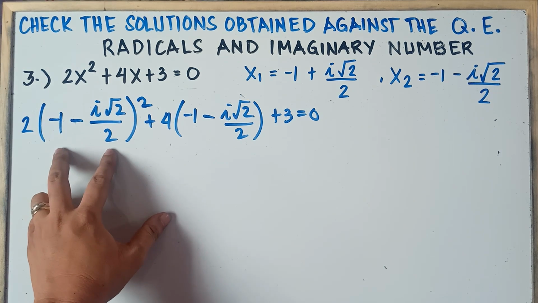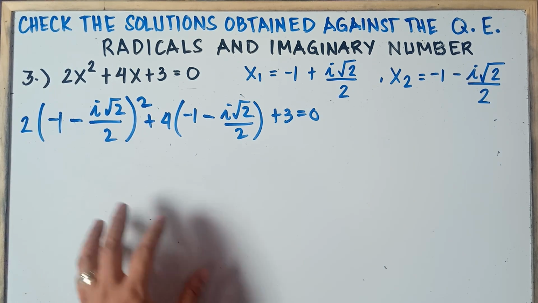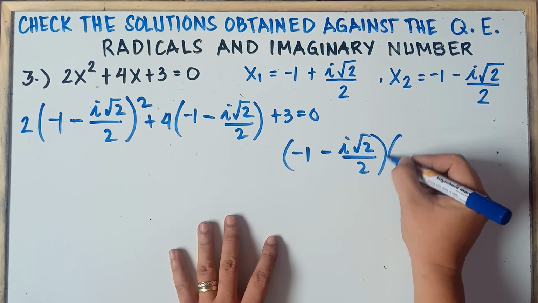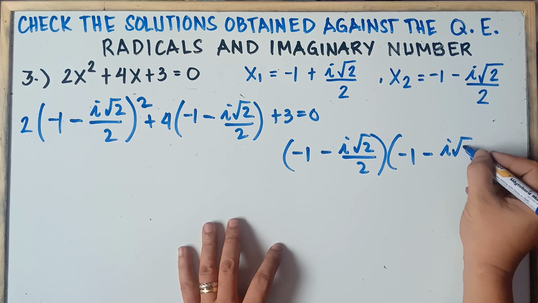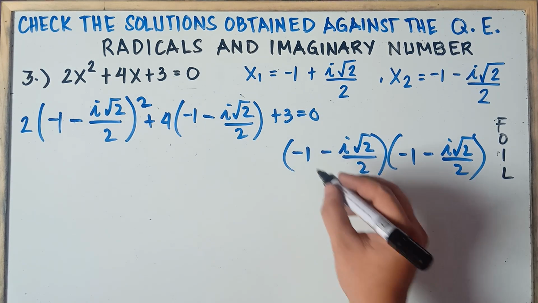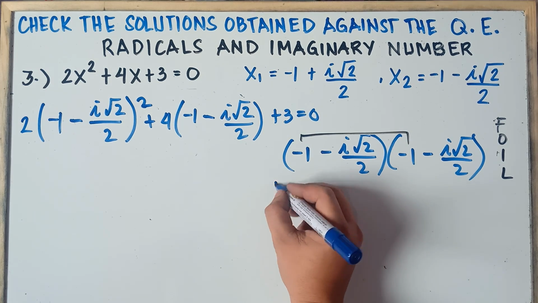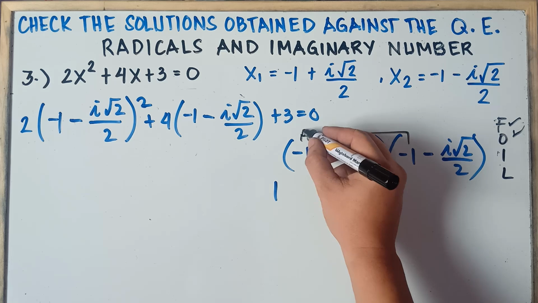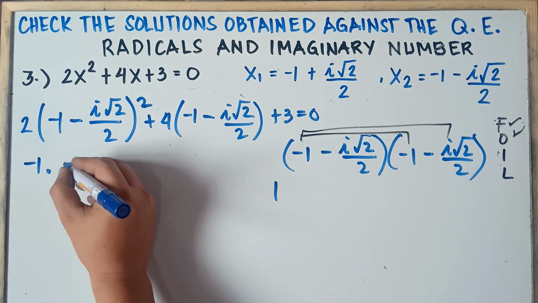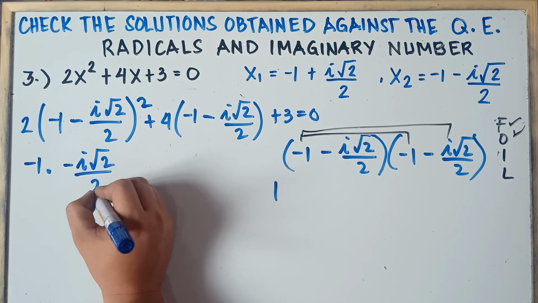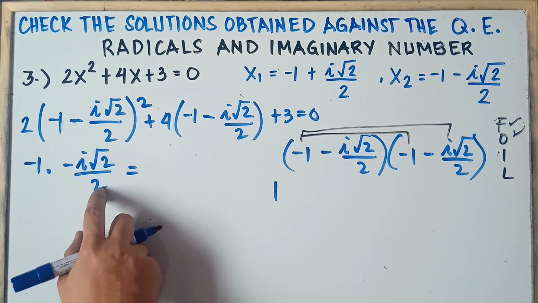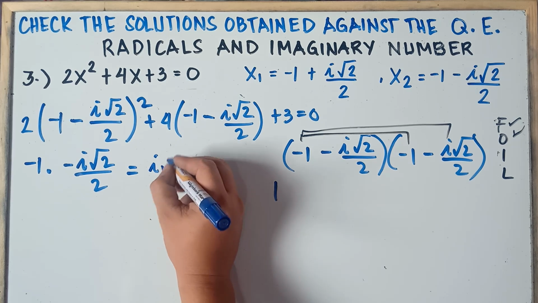Once again, we check this one, class. We simplify this one using the FOIL method. So negative 1 minus I square root of 2 over 2 times negative 1 minus I square root of 2 over 2. And then we use the FOIL method. First, outer, inner, last. First, negative 1 times negative 1, that's positive 1. Outer, negative 1 times negative I square root of 2 over 2. So negative times negative is positive. I square root of 2 over 2 times 1, that's positive I square root of 2 over 2.